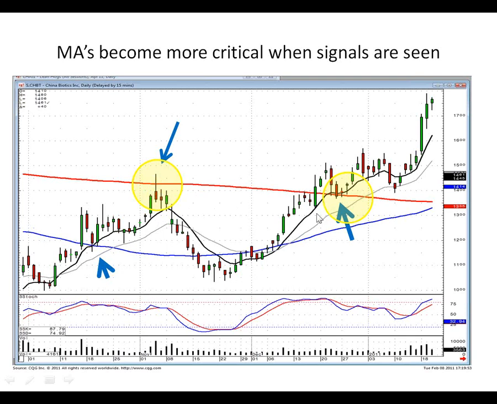They couldn't close it below the T line. So as long as it stays above the T line, you stay long. And there's another thing about the T line. If it closes below the T line, you close it out, and you can always buy back when it comes back up above the T line.